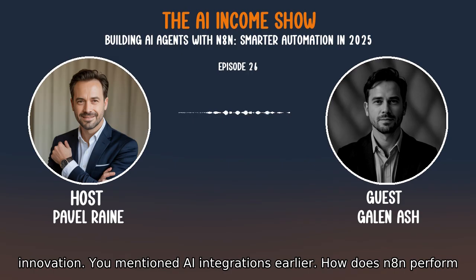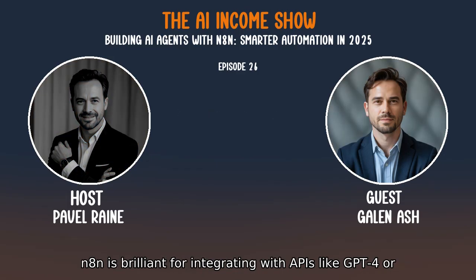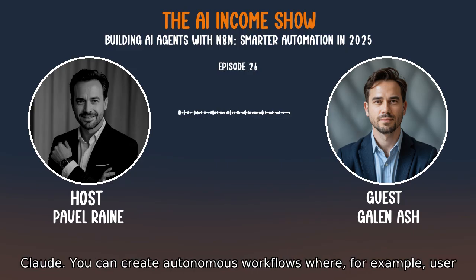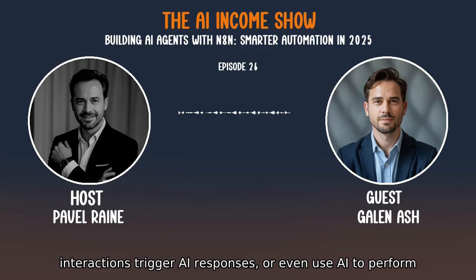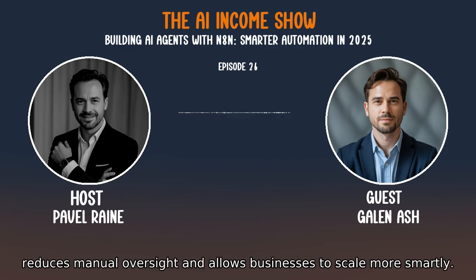You mentioned AI integrations earlier. How does n8n perform when connecting with popular AI models like GPT-4 or Claude? n8n is brilliant for integrating with APIs like GPT-4 or Claude. You can create autonomous workflows where, for example, user interactions trigger AI responses, or even use AI to perform sentiment analysis on customer feedback to prioritize support tickets. It reduces manual oversight and allows businesses to scale more smartly.